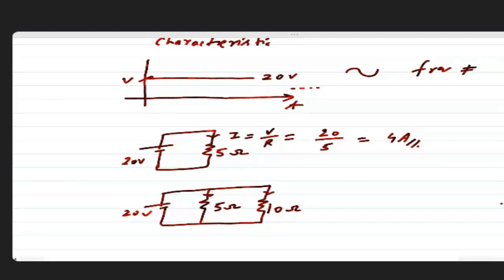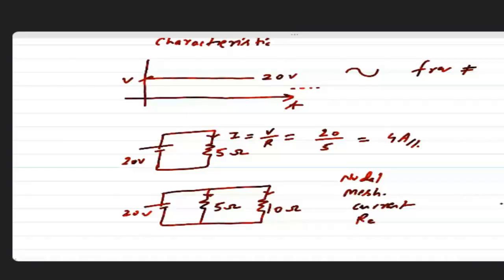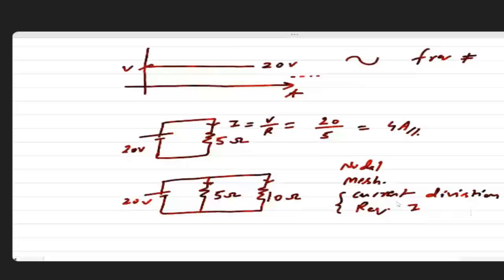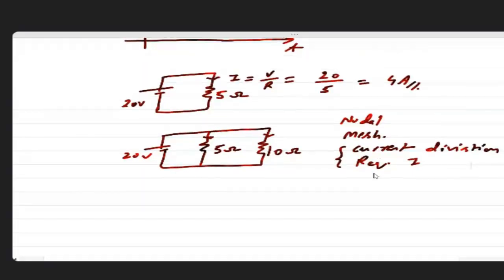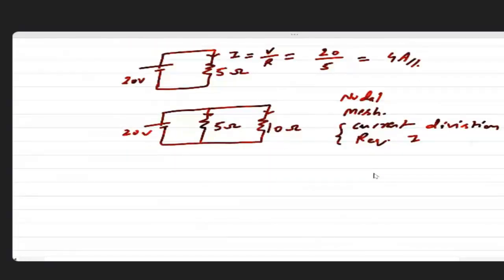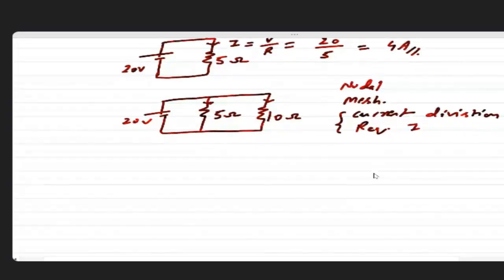Now we have three options. Either we can use nodal analysis, or mesh analysis, or the current division approach, where we find the equivalent resistance, then find the current. That comes under the current division. So we can solve this question from these three approaches. Now you should know which approach will be suitable for which type of question. So we will discuss all these things.